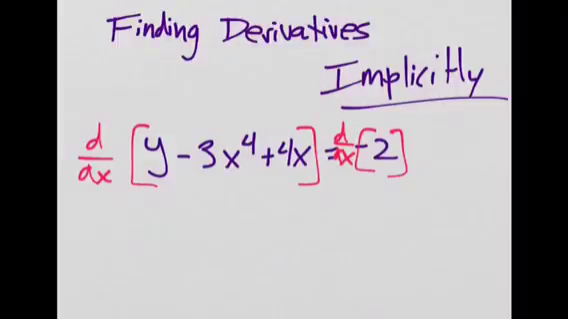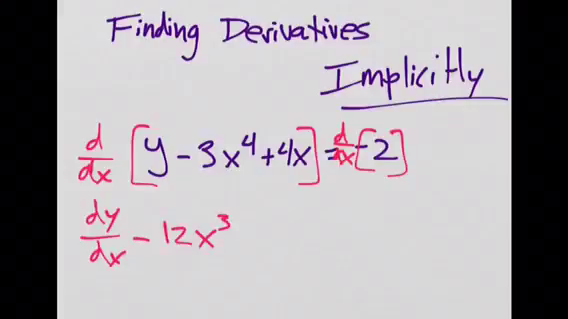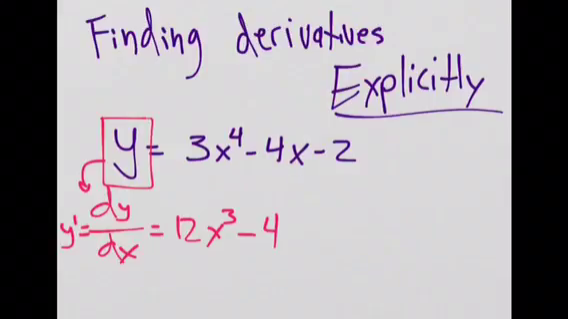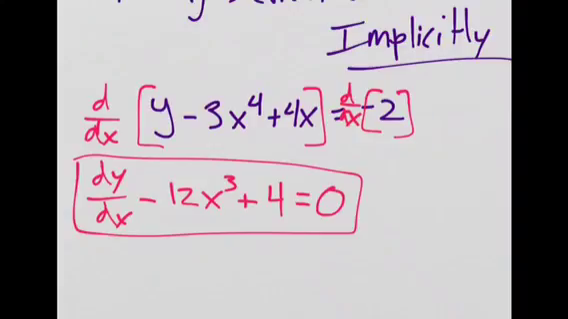So the derivative with respect to x of y is just going to be my dy/dx, minus the derivative of 3x to the fourth, which is 4 times 3, again, that 12x, drop the power by 1, cubed, plus my 4 from the 4x term there, equals the derivative on the right-hand side. Well, that's just a constant term, so the derivative of a constant term is always 0. And so I get this expression right here, which looks pretty similar to what we have over here. We have a dy/dx, a 12x cubed, and 4, but everything is on different sides.